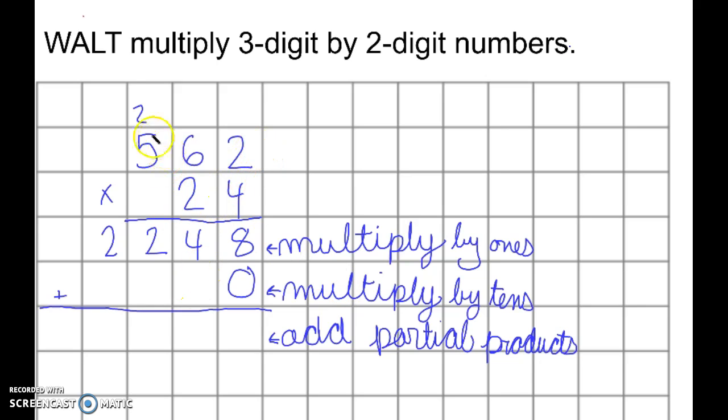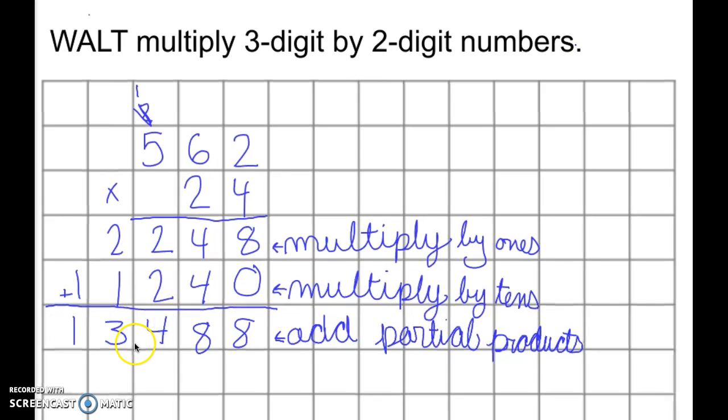So 2 times 2 is 4. Oh, yeah, I forgot, I got to cross it out. 2 times 2 is 4. 2 times 6 is 12. So I put a 2 here, and I carry my 1. 2 times 5 is 10, plus 1 is 11. I have 11 here. Now I have to add. Take down the 8. Add my partial products. 8, 8, 4, 3, 1. So my answer is 13,488.